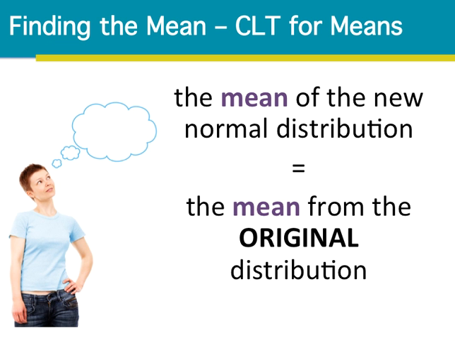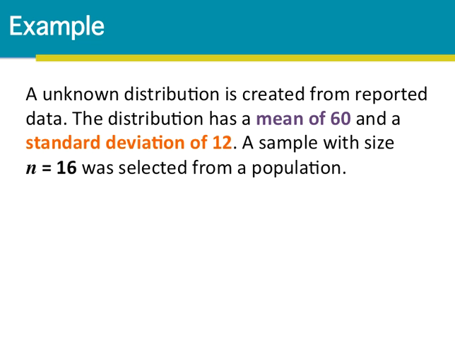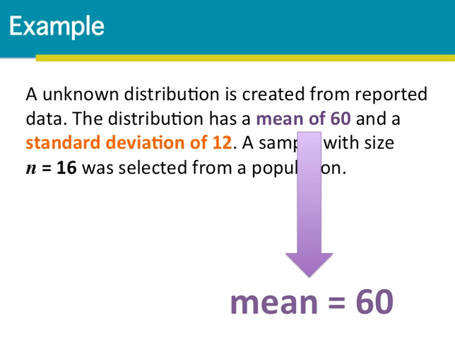Well, we recall that the mean of the new distribution is equal to the mean of the original distribution. And in the problem, we're told that the original distribution has a mean of 60. So, our new mean, mu sub x̄, is equal to 60.